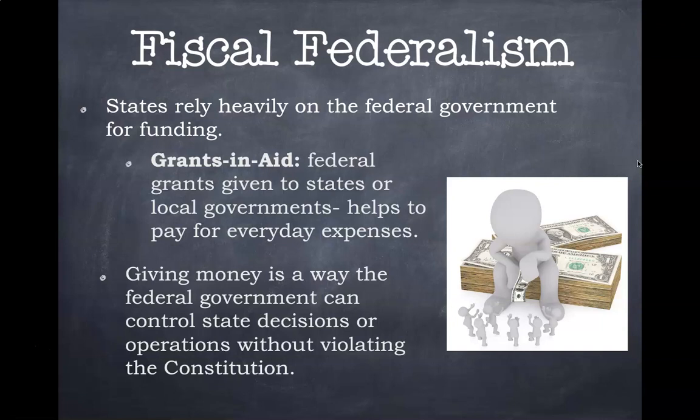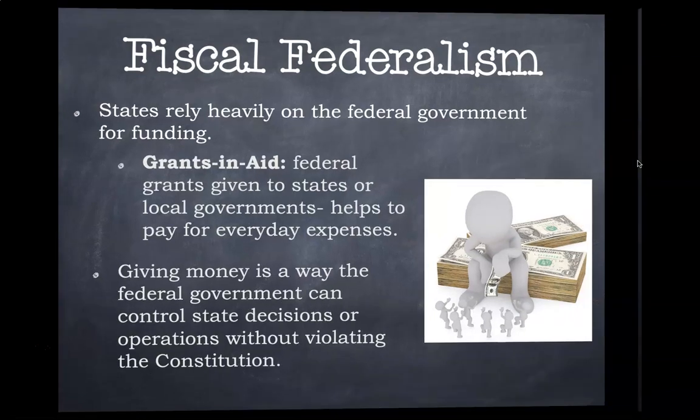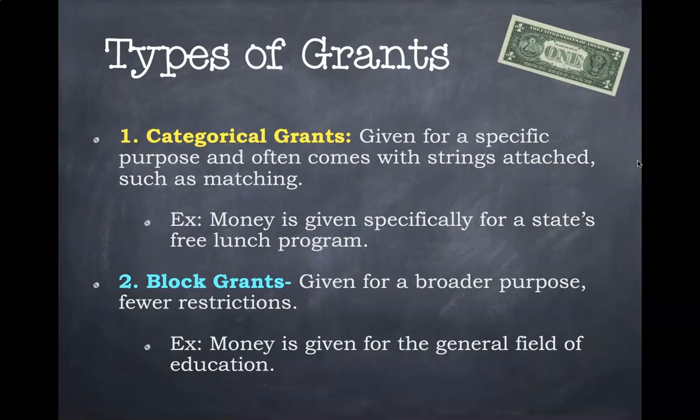So, grants and aid. Federal grants are given to states or local governments to help pay for everyday expenses. Giving money is a way the federal government can control the state decisions or operation without violating the Constitution. Types of grants. First, we have categorical grants. Those are given for a specific purpose, and they often come with strings attached, such as matching. For example, money is given specifically for a state's free lunch program.